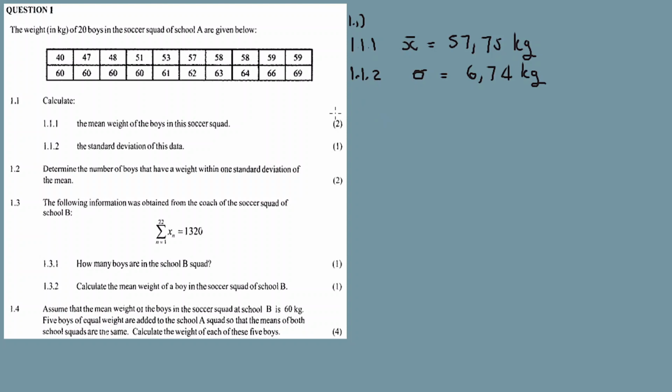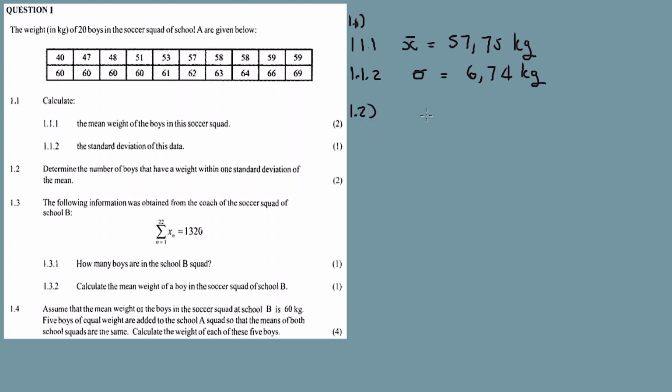But just make sure you read the instruction page in your question paper. It will tell you everything, including how many decimal places to round off your answers to. Make sure you read the instructions, don't just rush and write the paper. Alright, now determine the number of boys that have a weight within 1 standard deviation of the mean.